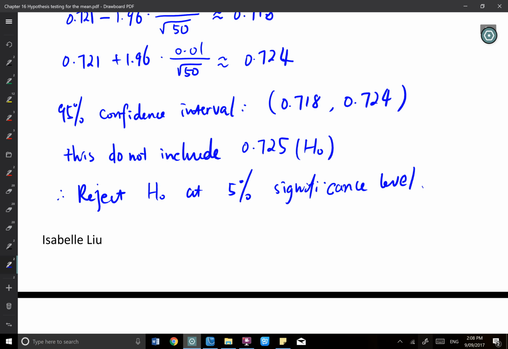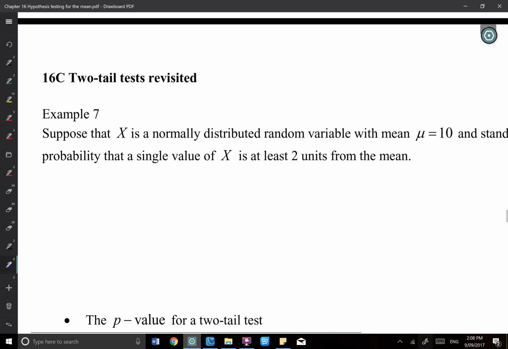Any questions about that? No? Okay. Let's have a look at the next exercise.